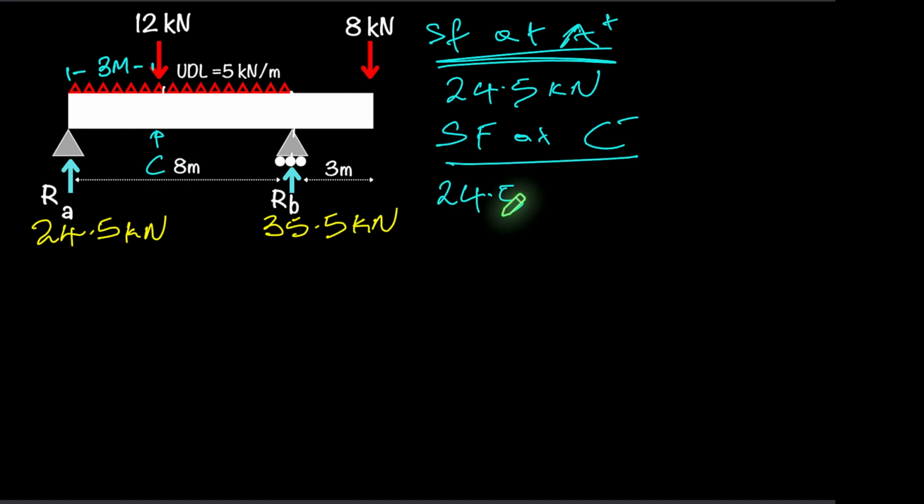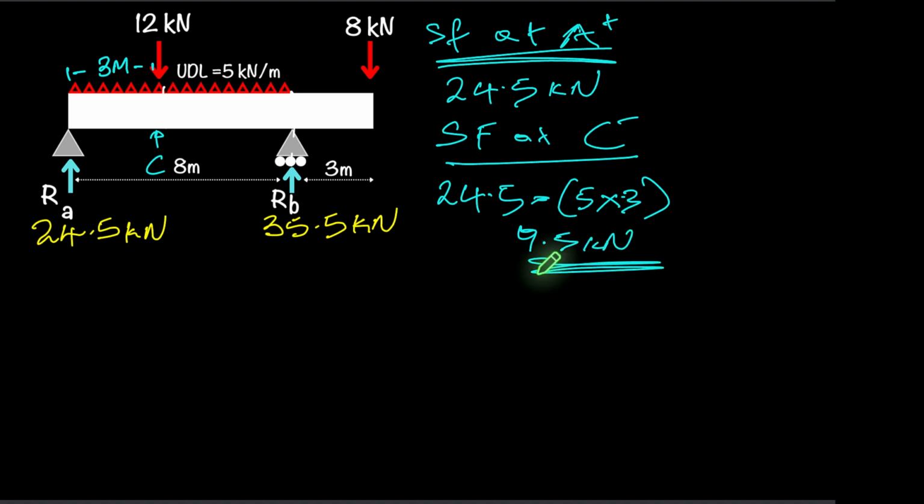So we're going to have that 24.5 kilonewtons force that's going upward as our reaction force. And then going downward now is the UDL. So that is going to be 5 kilonewtons per meter, and it's 3 meters long, so 5 times 3. And that is going to take us to 15 from 24.5, so that's 9.5 kilonewtons. So remember, that was just before the point C there, where we have 3 meters. So we're going to go just after now.